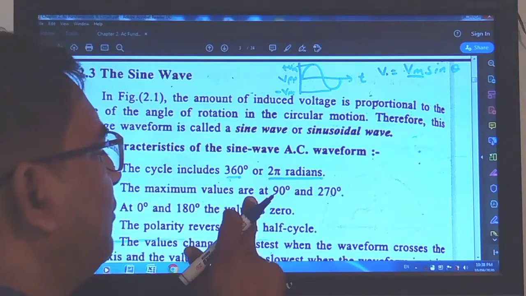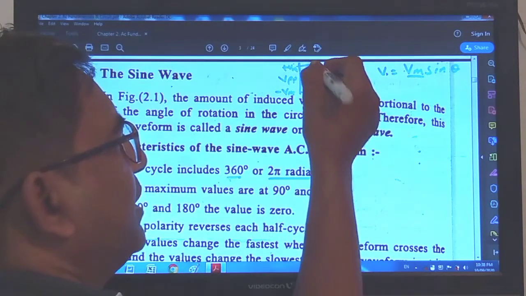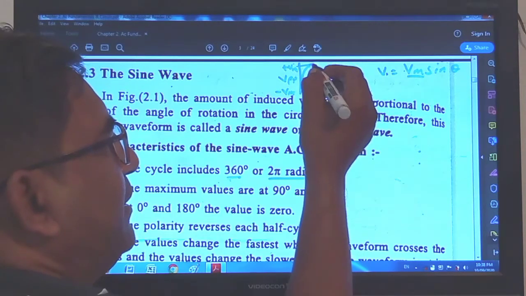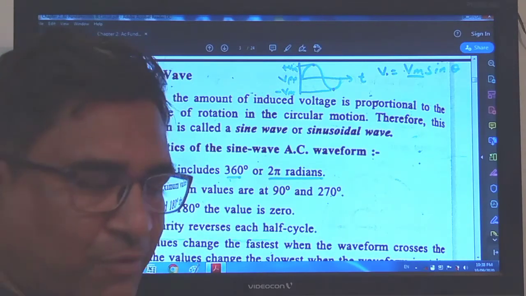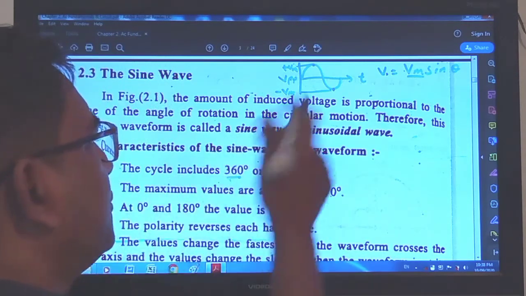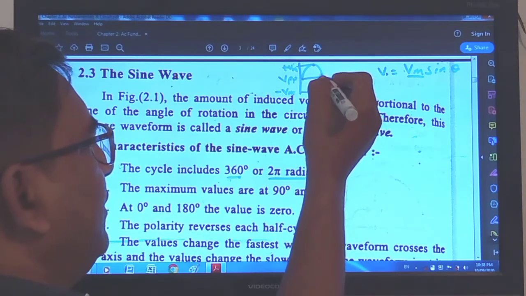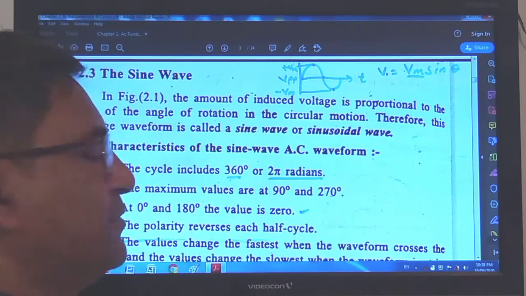The maximum value occurs at 90 degrees and 270 degrees. This is the maximum value for the positive cycle, and this is the maximum value for the negative cycle, and that's why 90 degrees and 270 degrees are indicated as maximum values. At 0 degrees and 180 degrees, the value will always be 0. It is indicated with this 0.